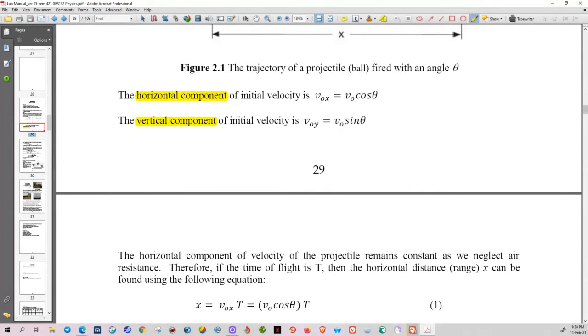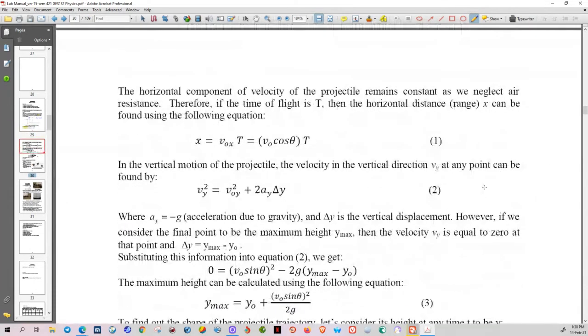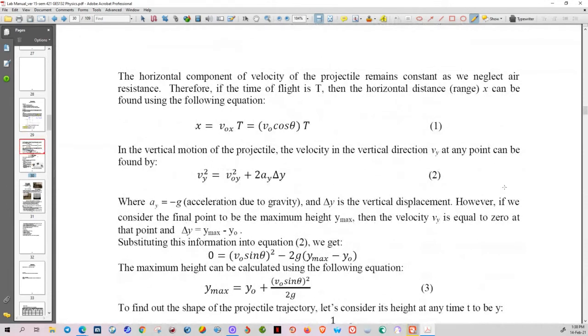Now you will see that later. Whenever we make a projectile motion experiment, we always neglect air resistance when we make calculations. Why? Because air resistance affects the movement of the object, especially if the object is big, okay? And whenever we calculate the horizontal range.